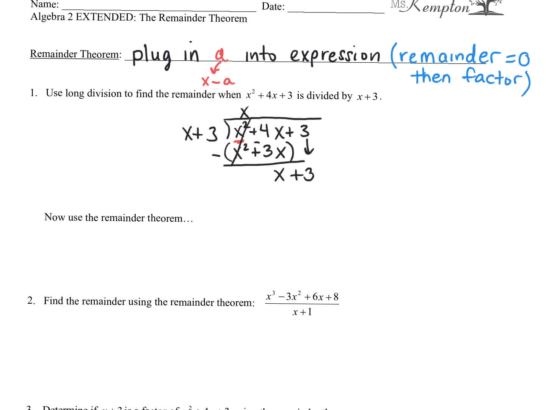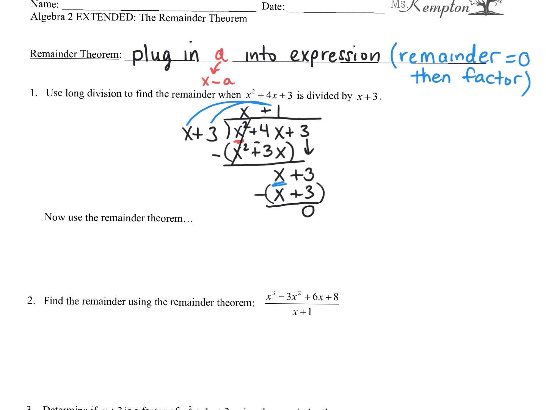So what multiplies to x? That gives me x. Well, anything that is the same has to be multiplied by 1. So 1 times x is x. Don't forget that we also need to multiply that second term, so 1 times 3 is 3. And when I subtract going down, I have no remainder.